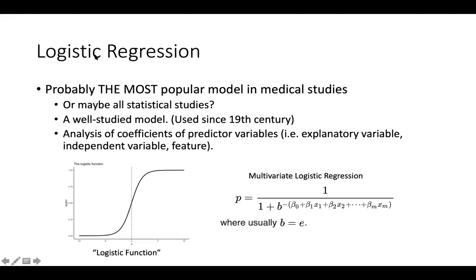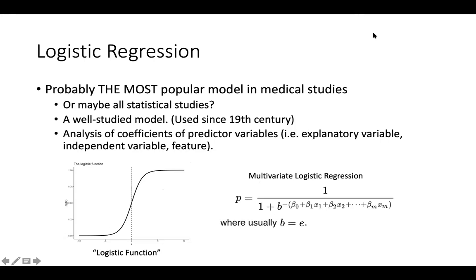It's a well-studied model. It's been used since the 19th century. Analysis of coefficients of predictor variables is possible. So it is a rather straightforward model, and I'm not going to go through the details. Hopefully you've taken at least a basic machine learning course, or you've taken my previous lecture, programming for AI, offered last fall. So hopefully I don't have to go through the actual formulation and all that.